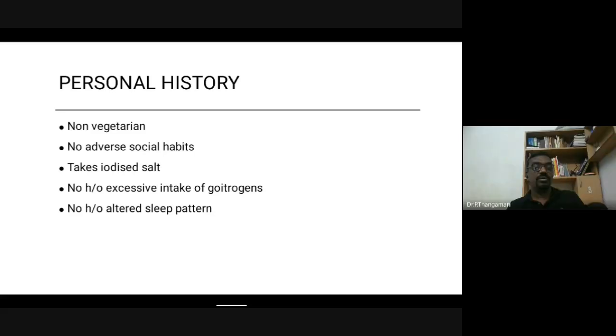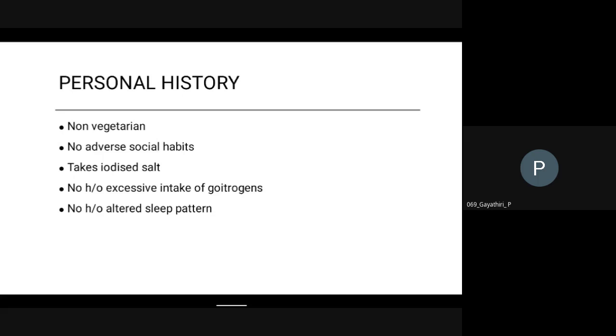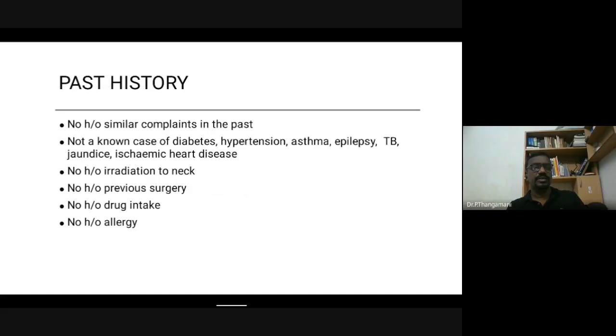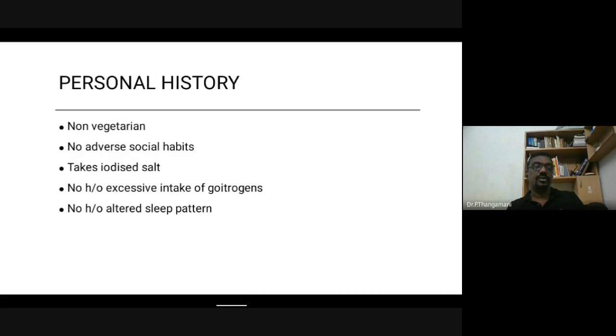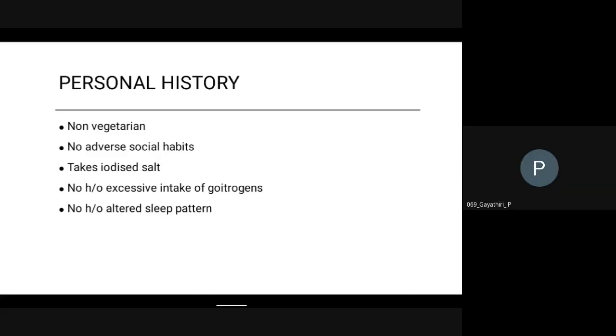Go to the previous slide. Past history: no history of drug intake, no history of allergy. Next. Proceed. Personal history: not diet, no adverse social habits, no excessive intake of collagen, no history of alcohol.